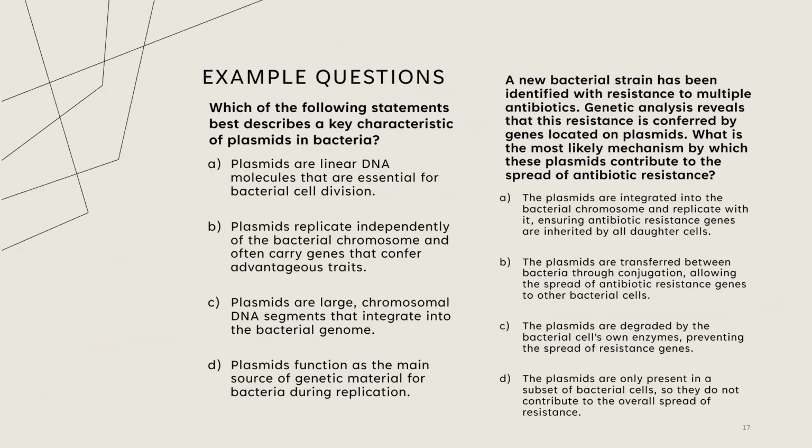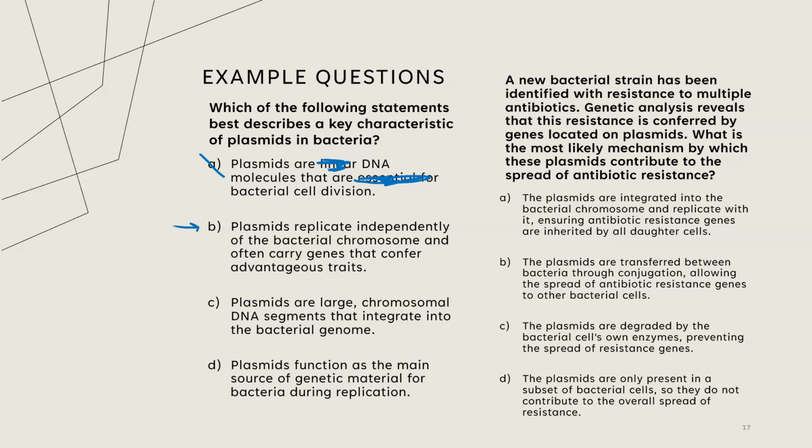Here's our question for this one. Which of the following statements best describes a key characteristic of plasmids in bacteria? A says plasmids are linear DNA molecules that are essential for bacterial division. No, they're not essential. We already know that. And they are not linear either. They're circular. So those are why that is wrong. B: plasmids replicate independently of the bacterial chromosome. Yes, because they're a completely separate thing. And they often carry genes that confer advantageous traits, but not required. So this one's looking promising.